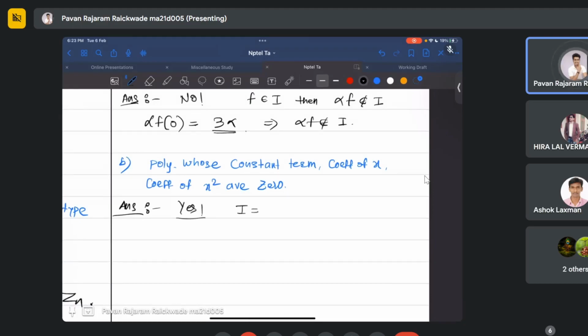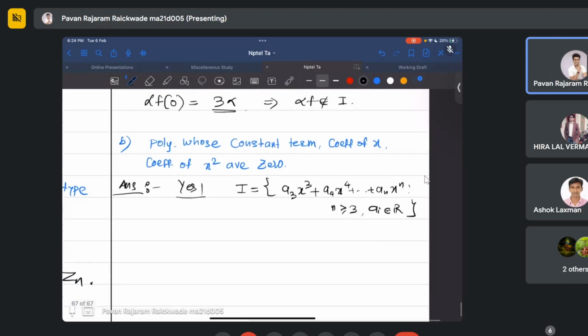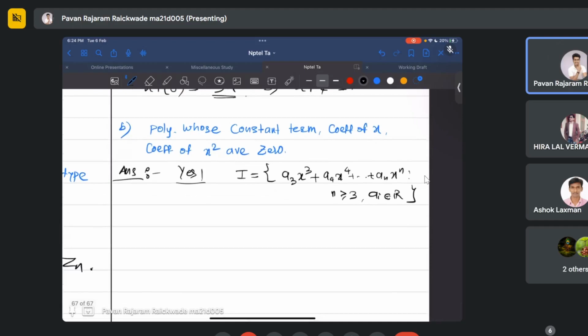We take I as what does it mean? A polynomial whose constant term, coefficient of x and x square are 0. It is of this form: a3 x cube plus a4 x raised to 4, or something like this, until some an x raised to n, where n is greater than or equal to 3 of course, and the ai's are reals or whatever field you are taking. Okay, so this is my I.